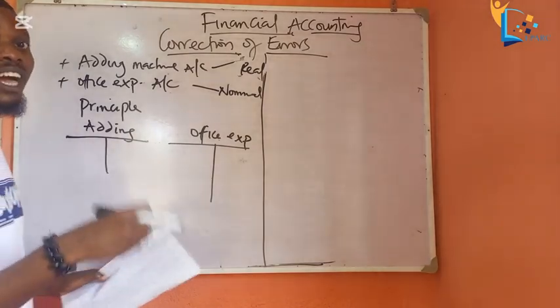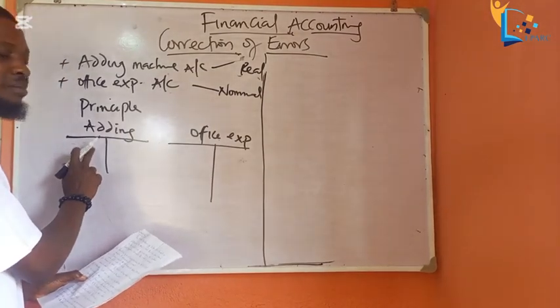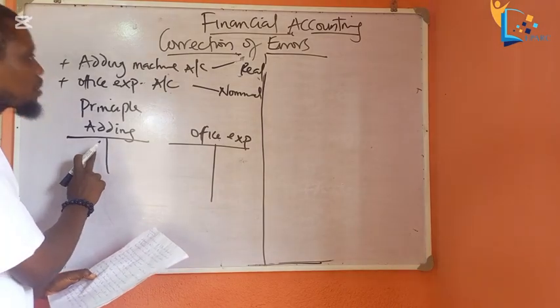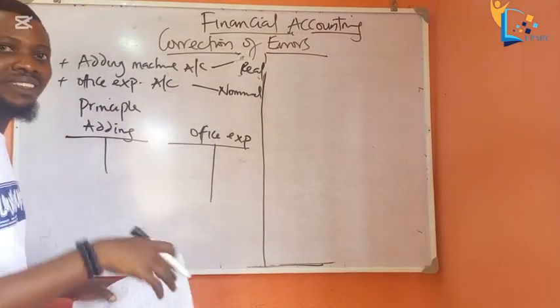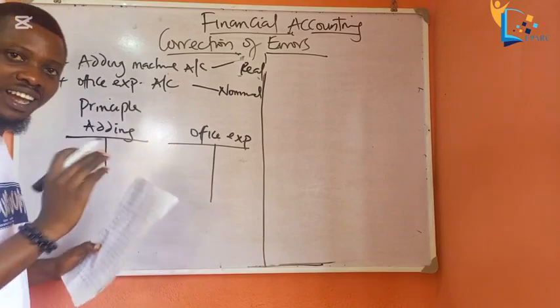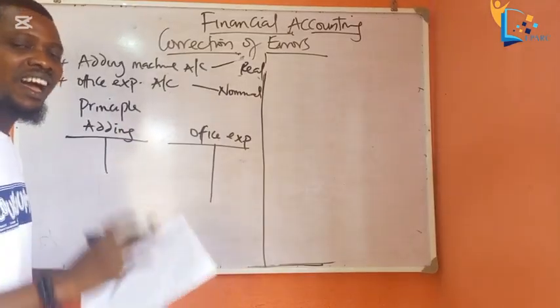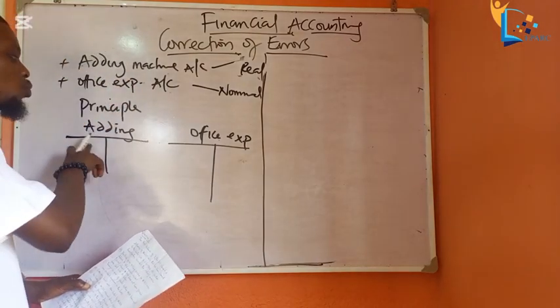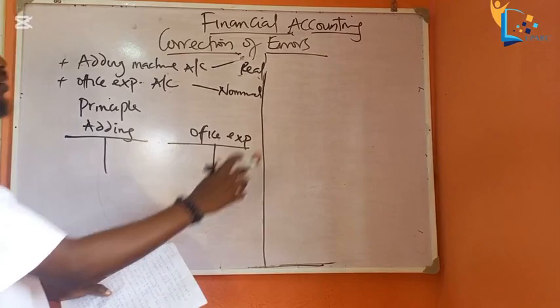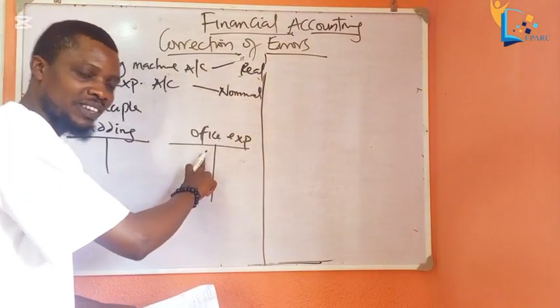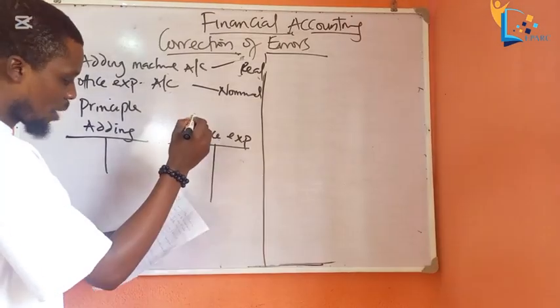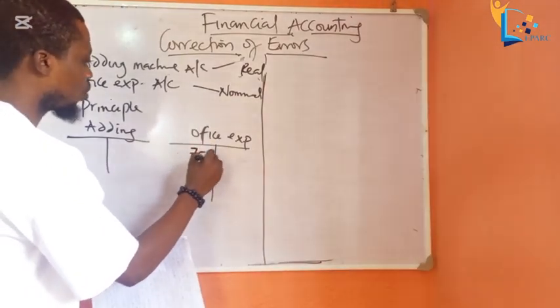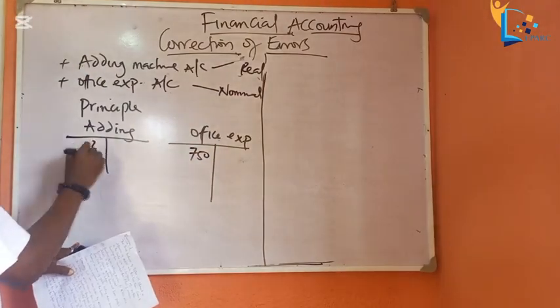Now, the bookkeeper or the accountant is supposed to debit adding machine account because assets have debit balances. Adding machine is an asset. So all assets have debit balances. So the accountant is supposed to debit adding machine account, but the accountant went and debited office expense account. So how much? 750. Okay? So this is the error.